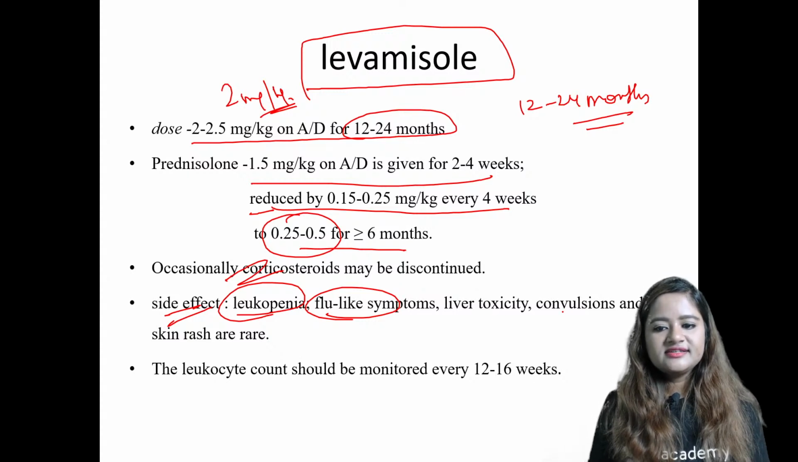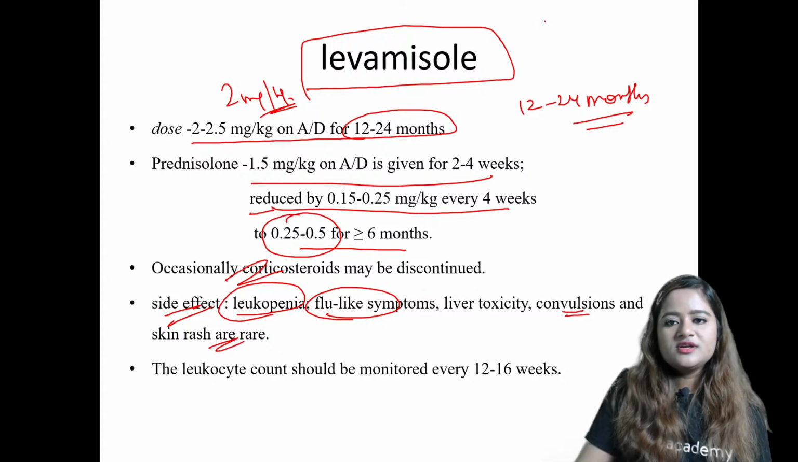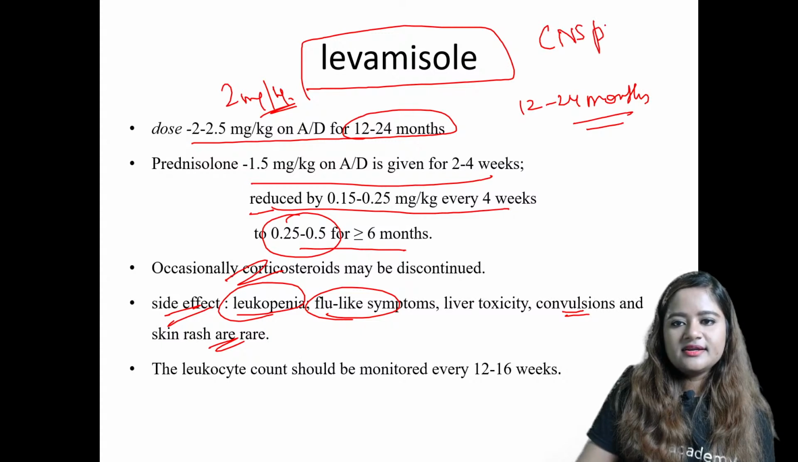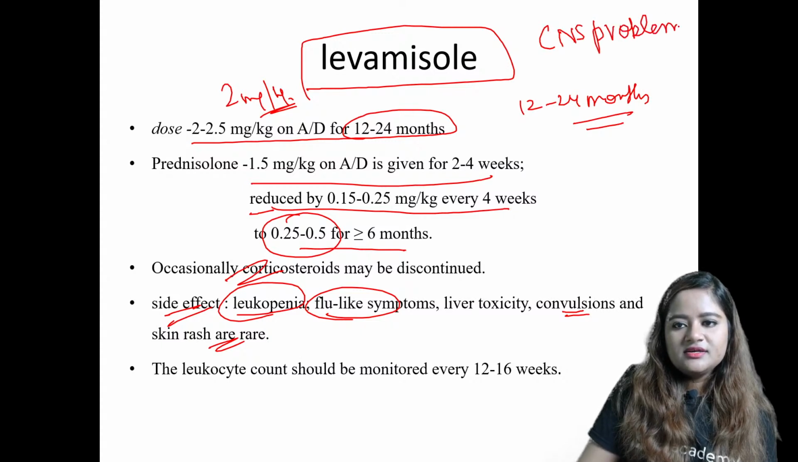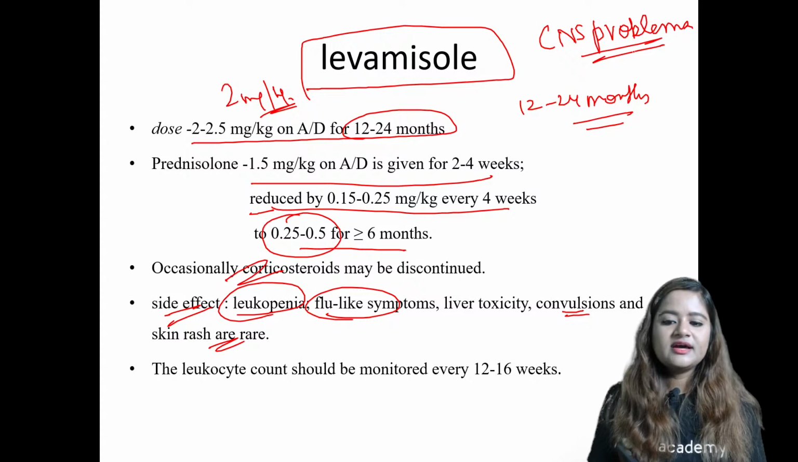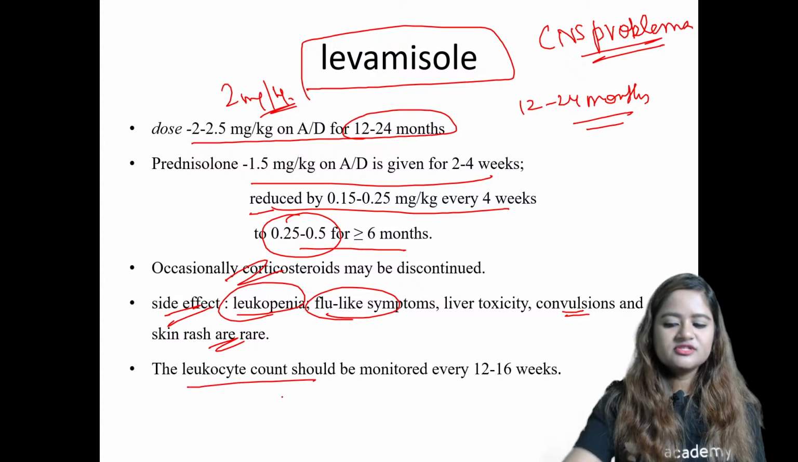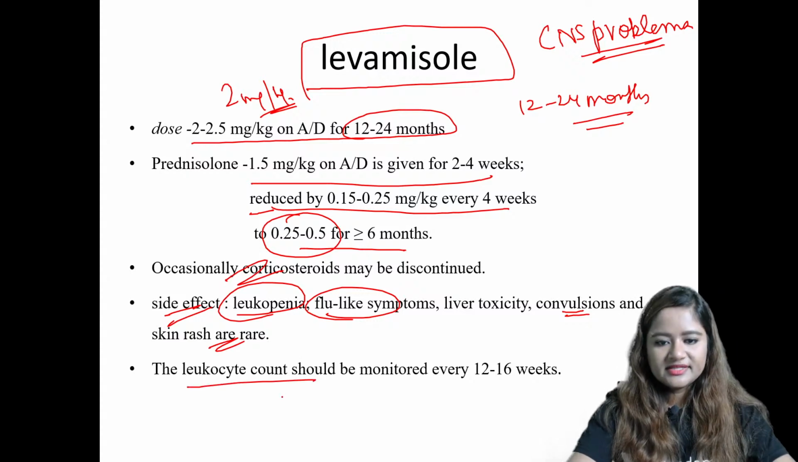Very rarely, neurogenic or CNS problems can also occur with levamisole. Okay, so what is most important? Leukopenia. Again, you have to monitor the TLC counts for these patients monthly.